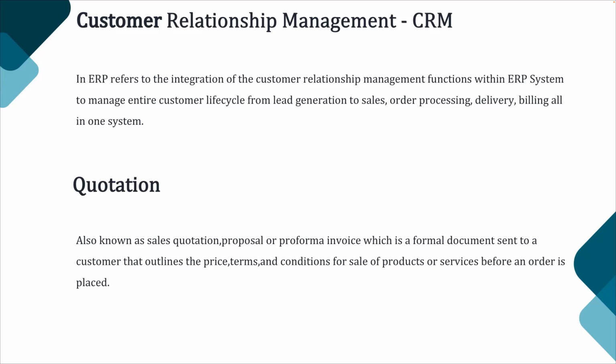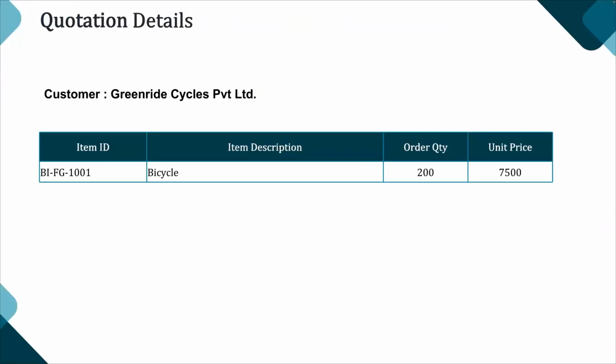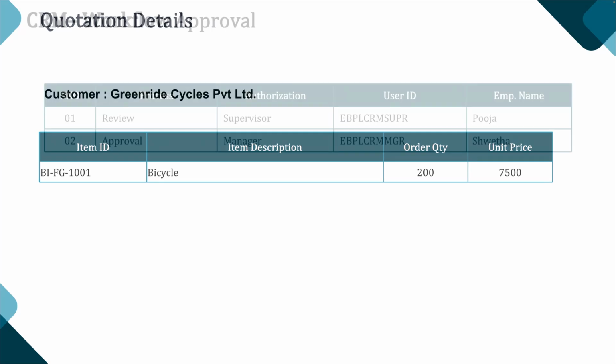So in order to understand this concept in a better way, let me explain in detail. This slide consists of your quotation details, which are going to be displayed on the quotation screen. It holds the unit price, the ordered quantity, the item, and the item descriptions for which you're going to raise it.